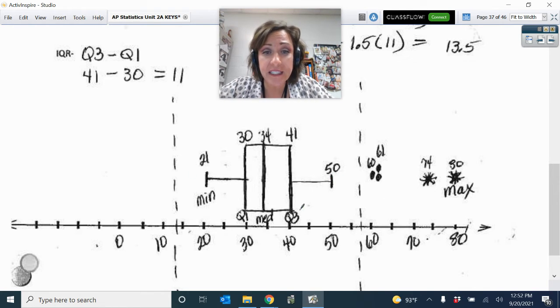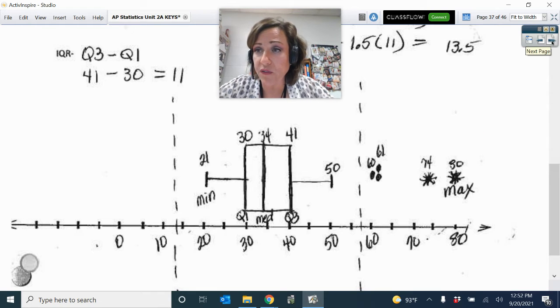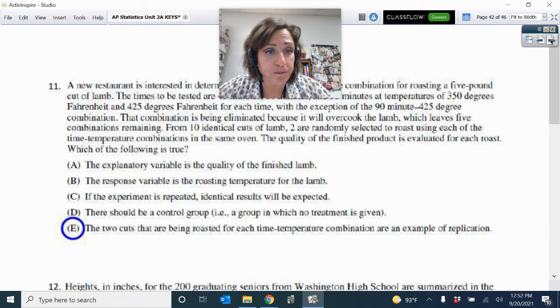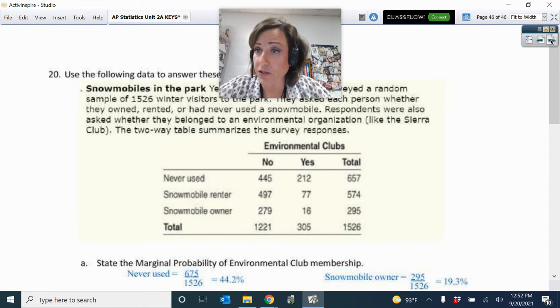Okay, and finally, don't forget to label your scale, box, fences, whiskers. Label, label, label. Okay, now let's talk about the free response for independence or association.